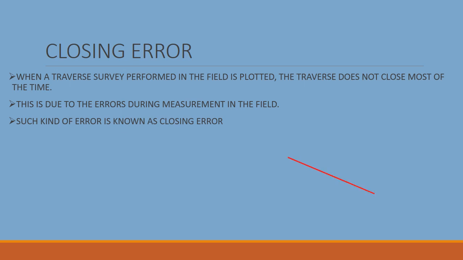Now let us see a traverse survey in which this is a line AB, then another line BC, then CD, DE. In order to have a correct traverse, the line EA should be closing. However, it is not meeting at A. It is ending at A dash. In this case, the traverse is not closing. A should be coinciding with A dash, however it is not occurring in this way. In this particular figure, the error amount is AA dash, which is represented by the dotted yellow line.